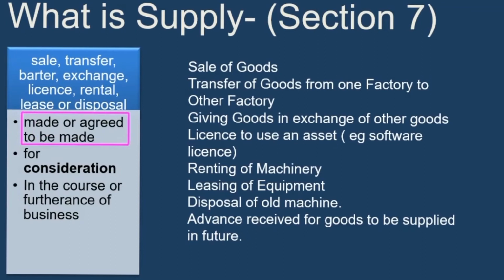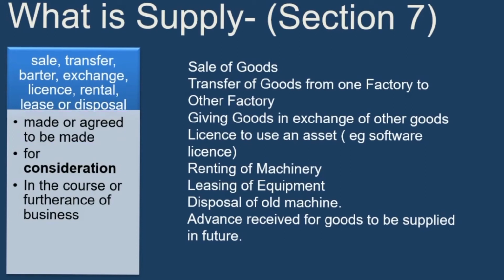Made or agreed to be made. It means you have not sold the goods, but you have agreed to sell the goods, and for that you receive an advance. So that advance received is also taxable as a supply under Section 7. You have received an advance for agreeing to make a supply, so that is also treated as a supply under Section 7.